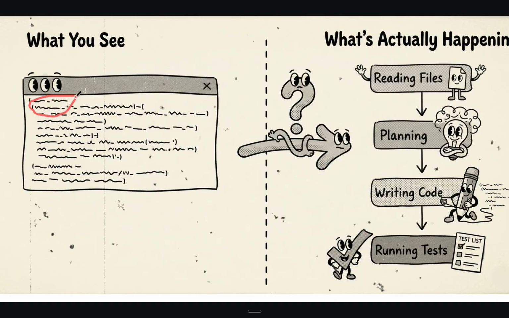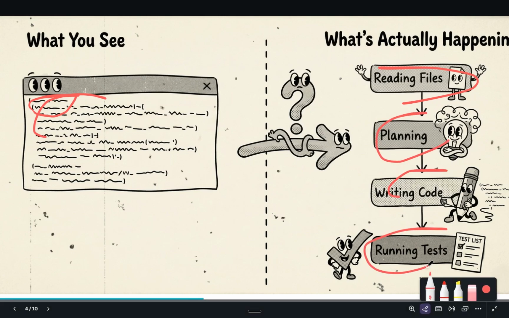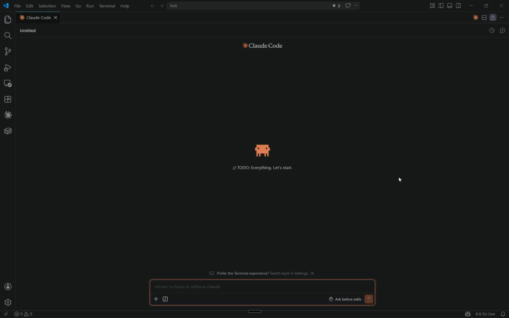Here, this is confusing. It's maybe reading, and it's hard to visualize and hard to track. But here you have a clear workflow: it's reading files, planning, writing code, and running tests. Okay, so let me show you how that works and how we can set it up.